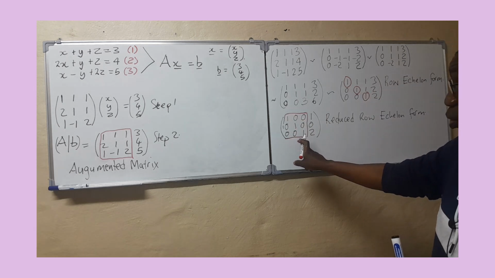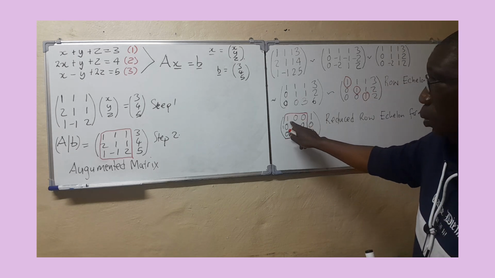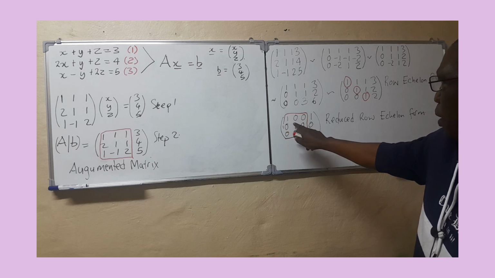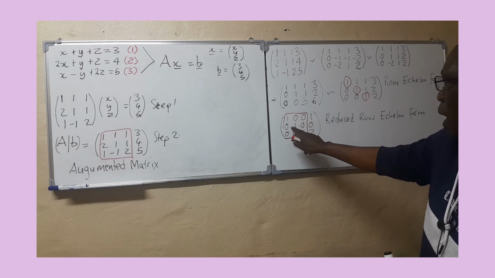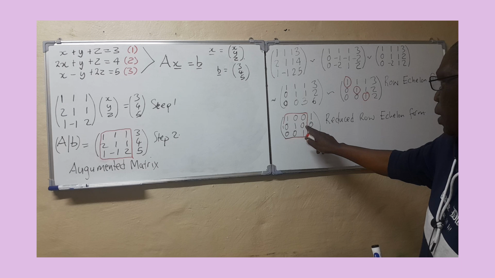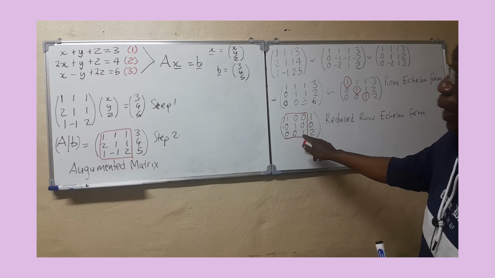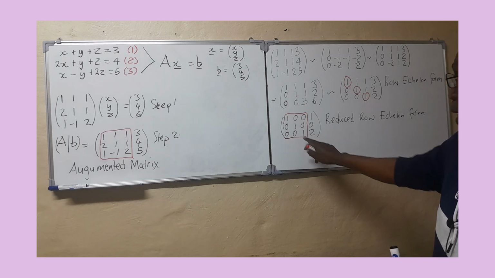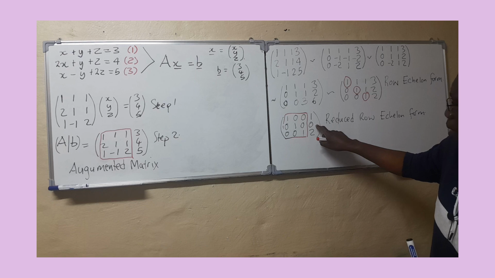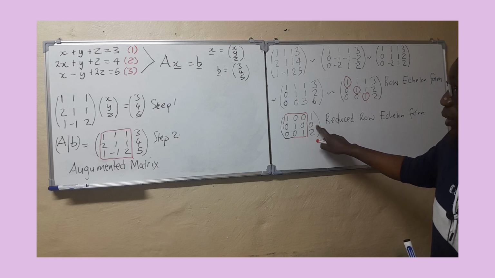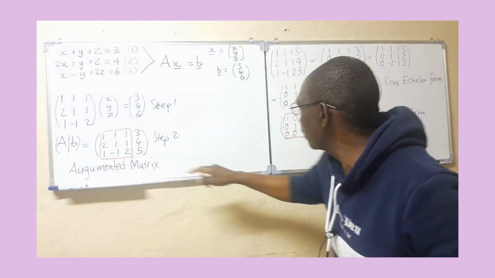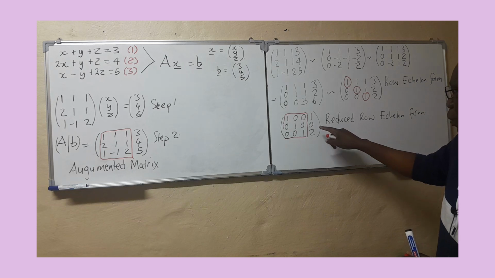Now, our algorithms have resulted in this new matrix, where this is what A has been reduced to. A has been reduced to X plus 0 plus 0, 0 plus Y plus 0, 0 plus 0 plus Z. Okay? This is vector B, which has been reduced from 3, 4, 5 to 1, 0, 2.